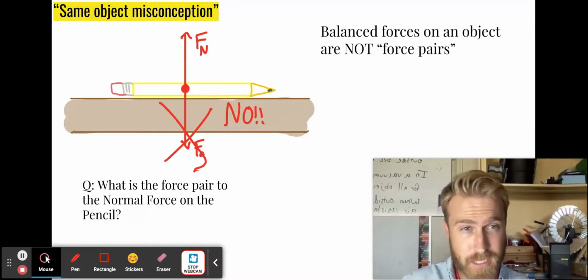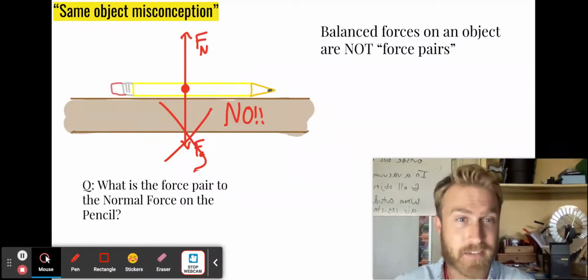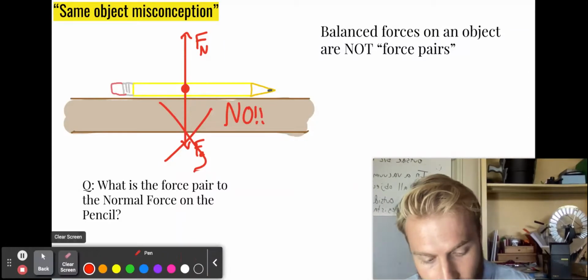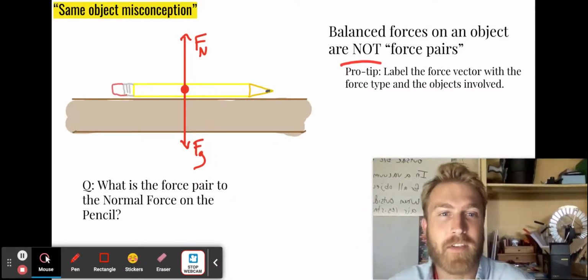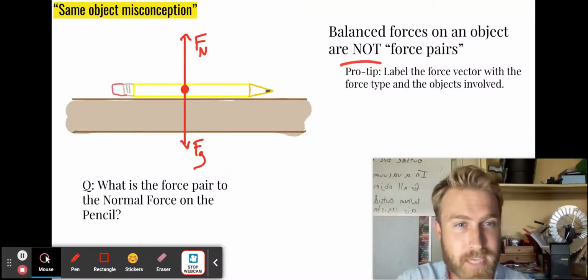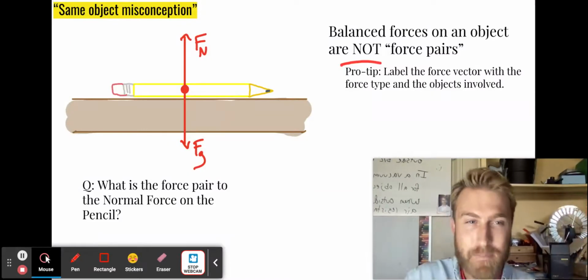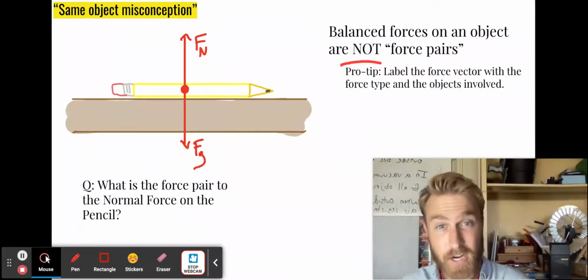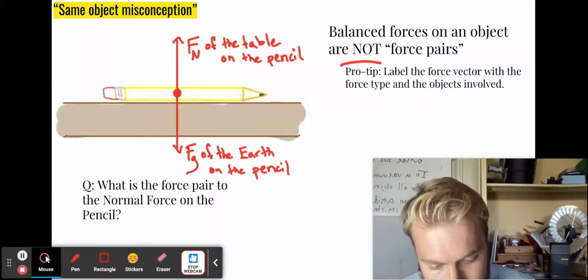Balanced forces on an object are not force pairs. They are not force pairs. So how do we find the force pair? Let's use our pro tip. Let's label the force vector with the force type and the objects involved, and we'll figure it out like so.